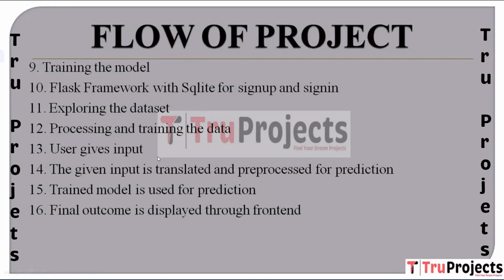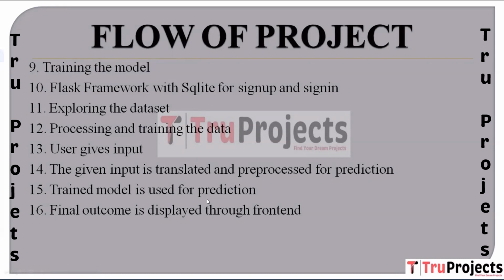Next, we have user gives input. Collect input from the user, which could be text or any other data that you want to analyze or predict. Then, the given input is translated and pre-processed for prediction. Translate and pre-process the user's input so that it can be used as an input for the trained model.